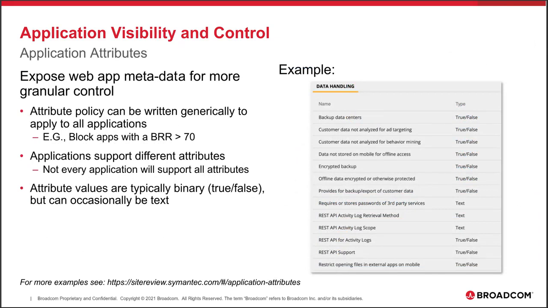Moving on to the more granular controls is application attributes, and this can be really powerful. One of the most commonly used ones is something that we call the business readiness rating, or BRR for short. This is commonly used in CloudSOC CASB. If you have a CloudSOC CASB, you're probably familiar with it.